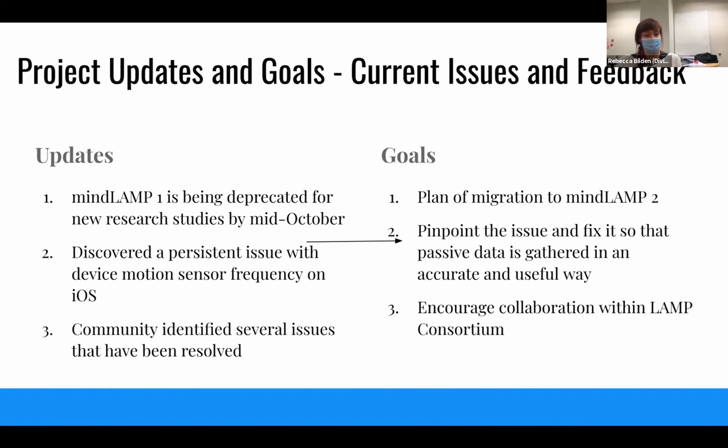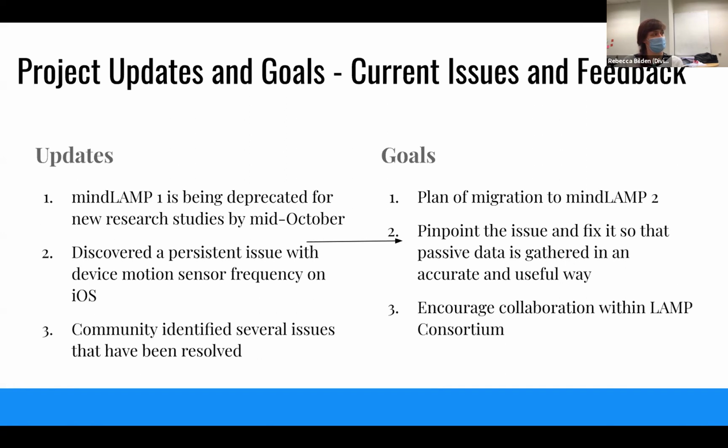We did discover a persistent issue with the device motion sensor frequency on iOS. Right now we are in the process of pinpointing the issue so we can fix it, and we are looking for ways to solve this problem. This is currently in process. Is there anything else about that?